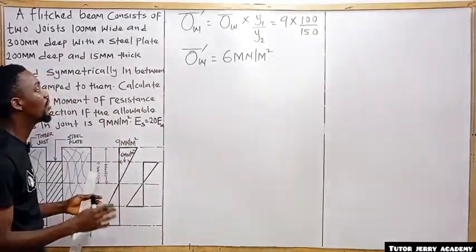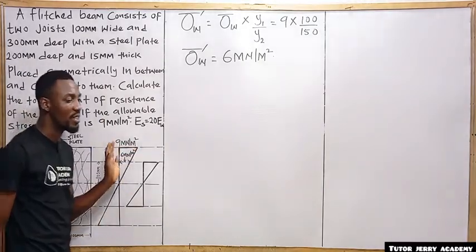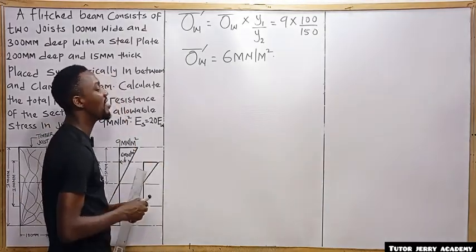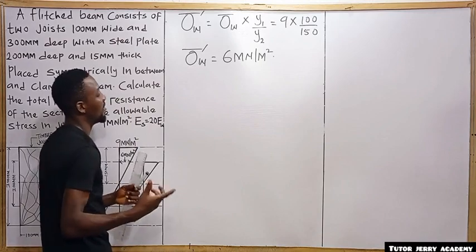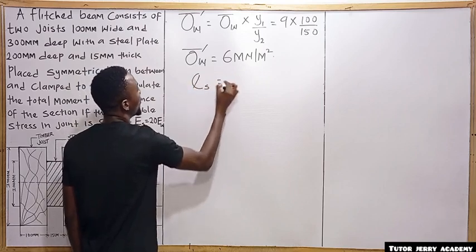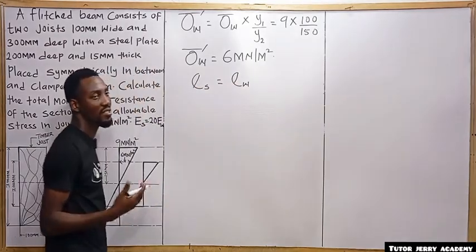All right, so you are going to recall that we said that the strain in the wood is equal to the strain in the steel. That is, the strains are equal. So we are going to have the strain in steel equal to the strain in the wood. And what is strain?